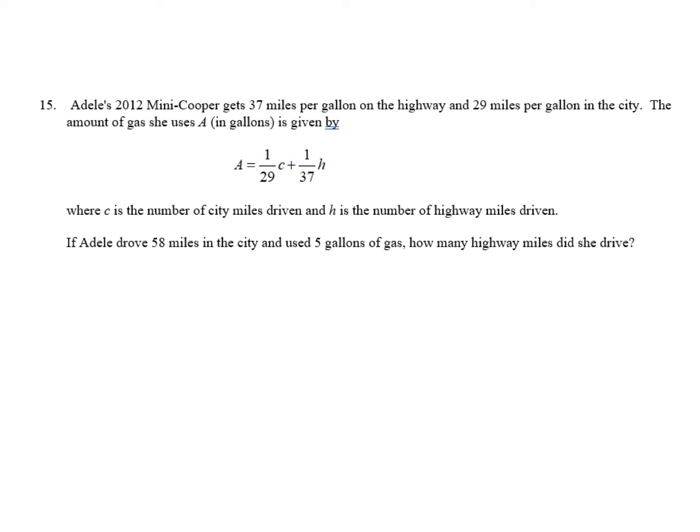So let's do one example of using linear equations to solve a problem. Adele's 2012 Mini Cooper gets 37 miles per gallon on the highway and 29 miles per gallon in the city. The amount of gas she uses, A, is given by this equation, A equals 1/29th C plus 1/37th H, where C is the number of city miles driven and H is the number of highway miles driven. If Adele drove 58 miles in the city, that makes C 58, and used 5 gallons of gas, that means A is 5, how many highway miles did she drive?